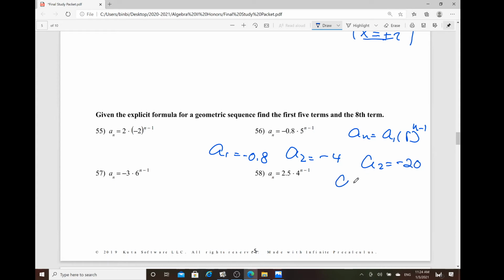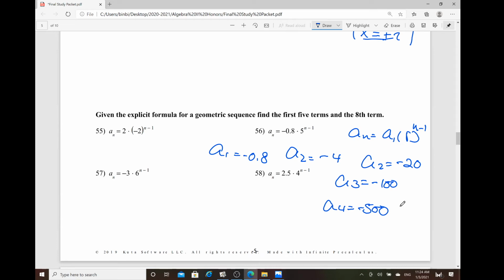And then a sub 3. So keep multiplying by 5. Negative 20 times 5 is negative 120. Negative 100, excuse me. And then a sub 4, keep multiplying by 5, so negative 500.